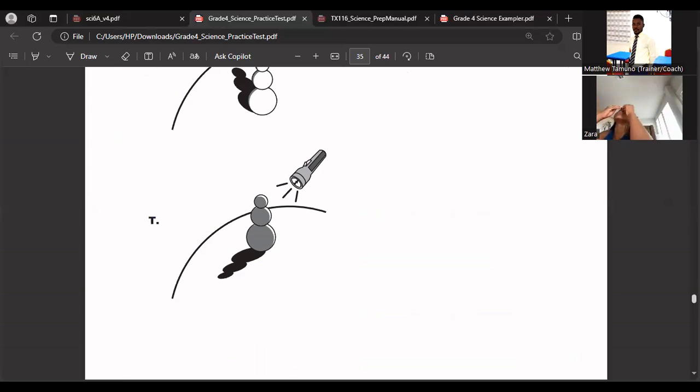Okay. That's about shadow formation. I know about formation. I just didn't see the answer choice T. All right.